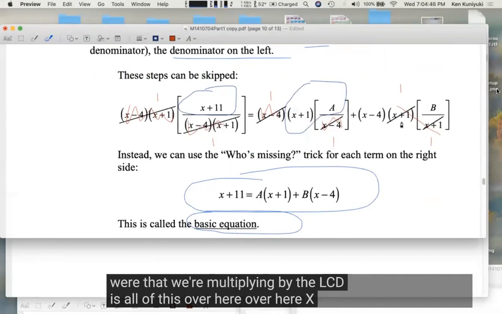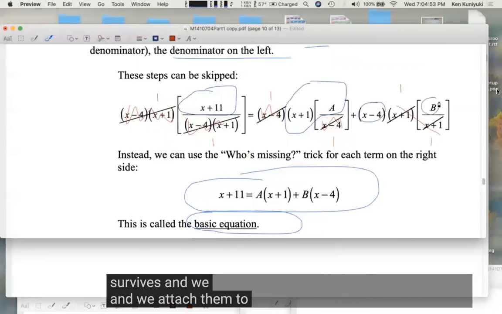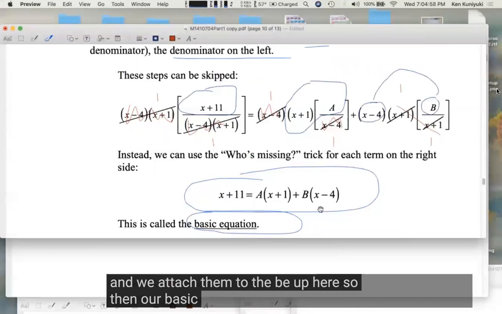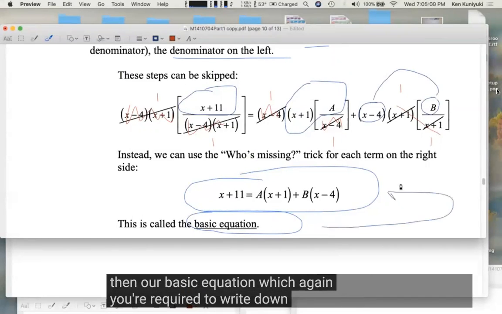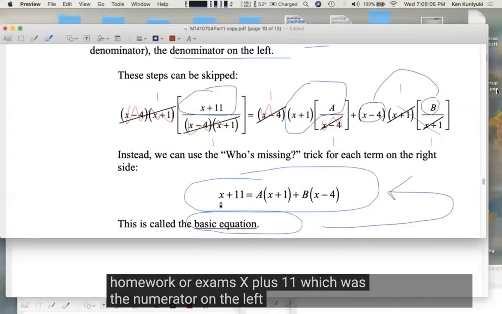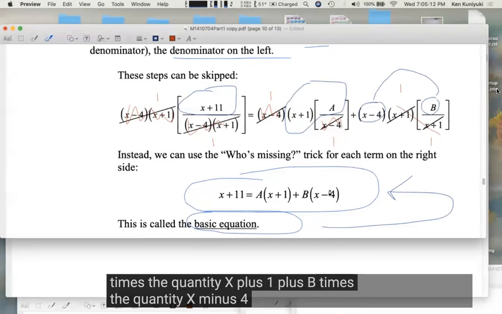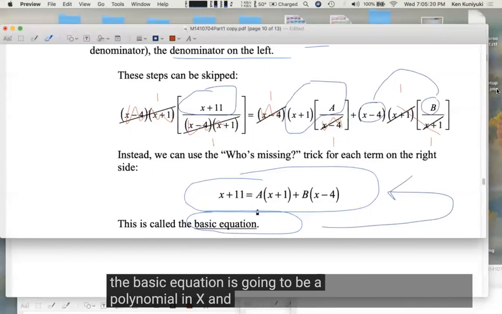Over here, x plus 1 was in the bottom. Who was missing down there? The x minus 4. That guy survives, and we attach him to the b up here. So then our basic equation, which again, you're required to write down on homework or exams, x plus 11, which was the numerator on the left side, equals a times the quantity x plus 1, plus b times the quantity x minus 4. And that's called the basic equation. It's going to be a polynomial in x and the unknowns.